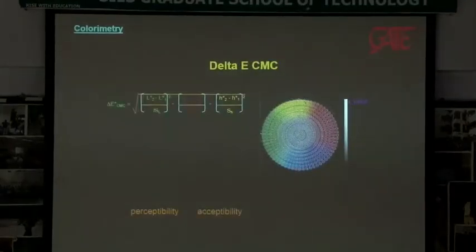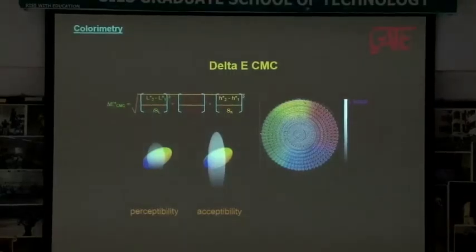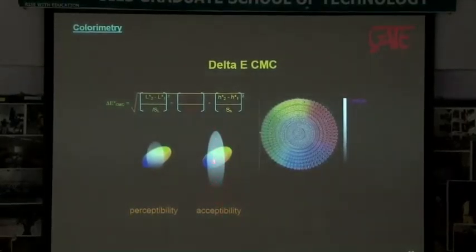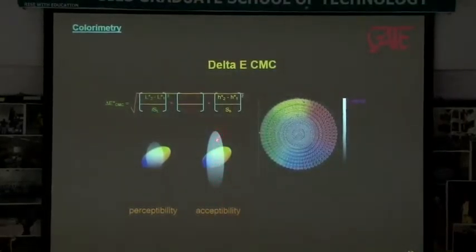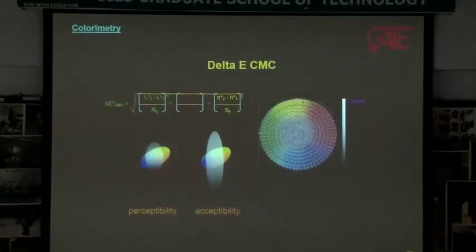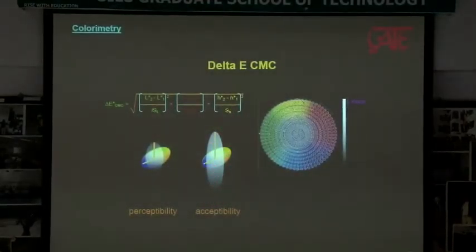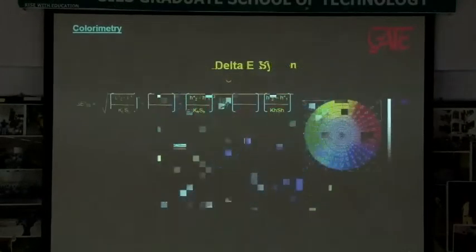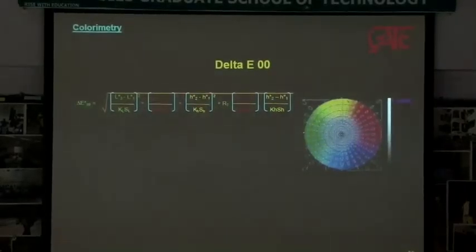Then there is CMC, which is based on perceptibility and acceptability. The lightness has double the tolerance of color. So this formula actually works much better. It is called CMC 2:1. And then in 2000 a further formula came in. So if you have a good meter, it will have all the 5 formulas and you have to select.